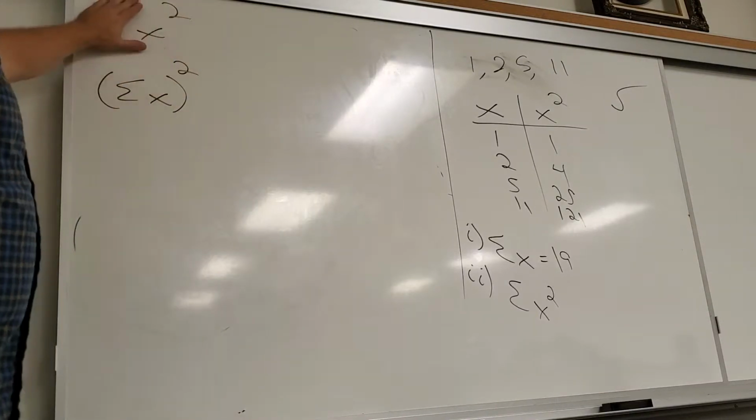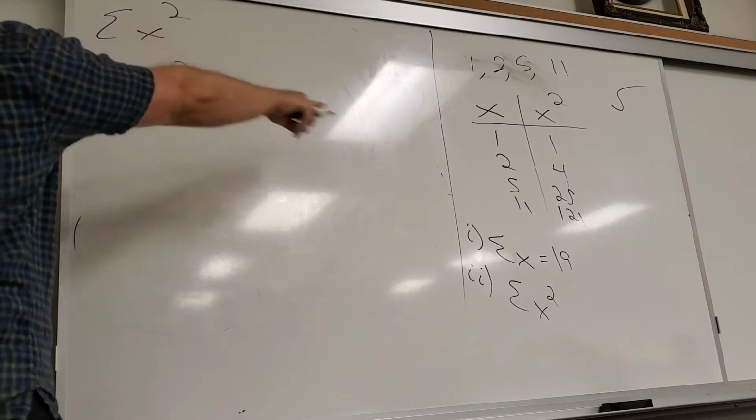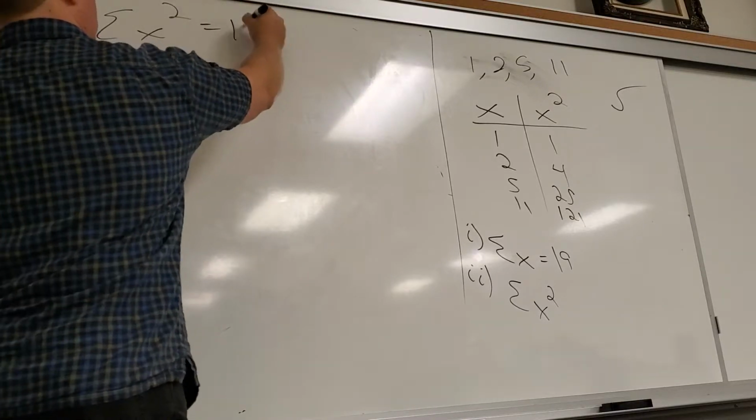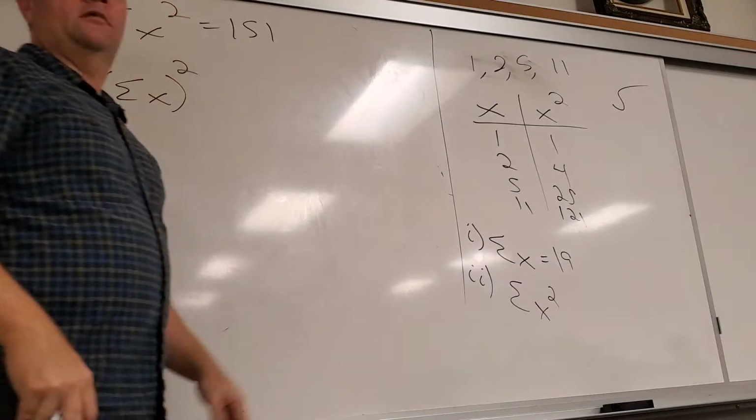So the first thing you got to do is get a bunch of those, and then I can add them up. So what is the sum of x squared? Yeah, 151. If you add them up, good. 5, 30, 151. Is that right?